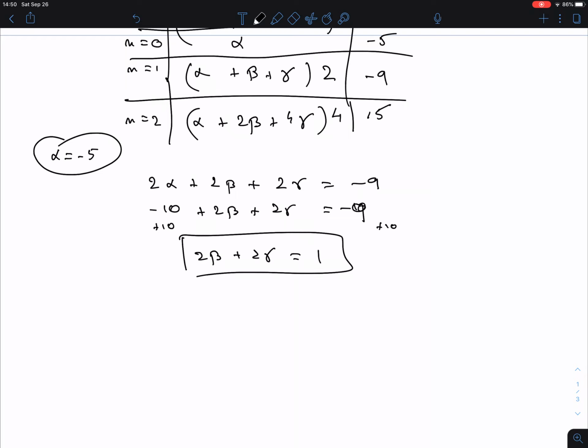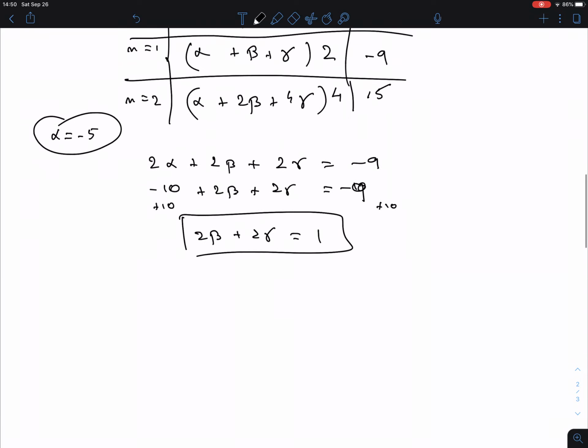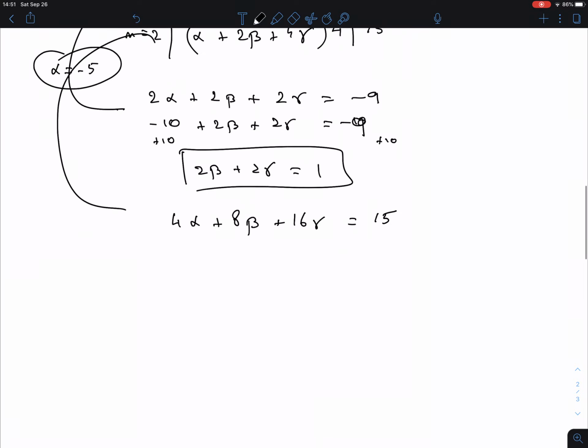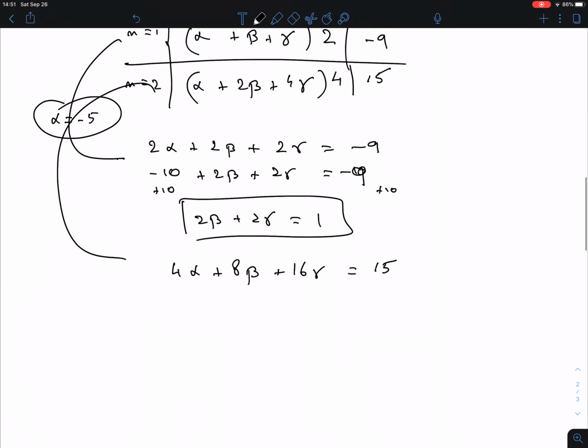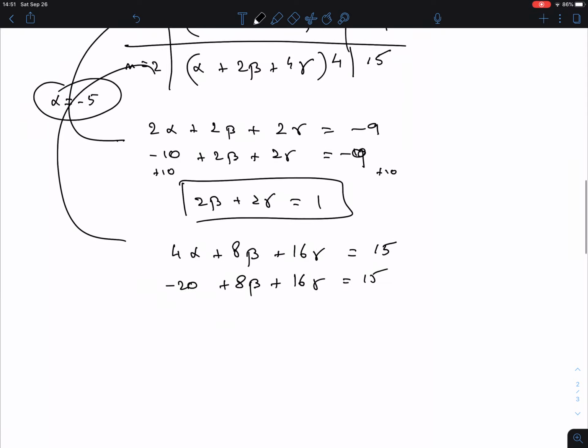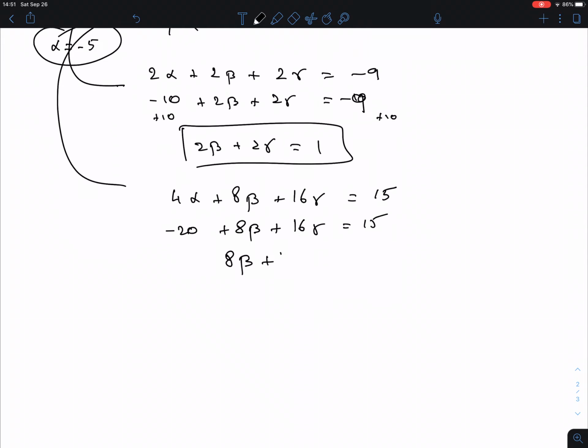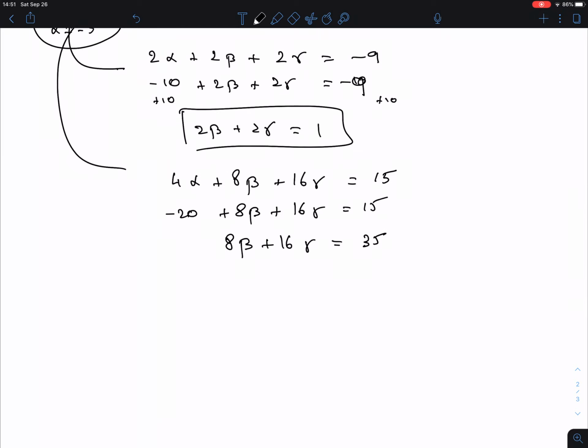Okay, that's that equation. And then the other one is this equation, right? Now this equation is 4 alpha plus 8 beta plus 16 gamma equals 15. So alpha is -5, so that is -20 plus 8 beta plus 16 gamma is 15. So bring this to the other side. That means 8 beta plus 16 gamma is 35. And now we have to do either elimination or something like that. I like elimination here. What I'm going to do is multiply this times 4 and subtract from this.